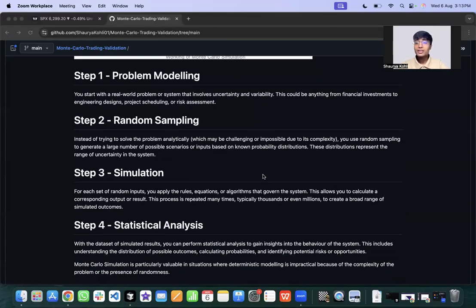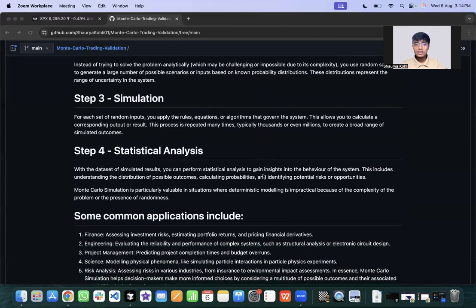So the second step is random sampling. Instead of trying to solve the problem or get a precise result, we use the random sampling method to generate a large number of possible scenarios for the probability distribution of where the S&P 500 may reach after a week, whether it may jump higher or fall down after 1 week. So this distribution helps us predict the future and tells us the range of uncertainty in this system.